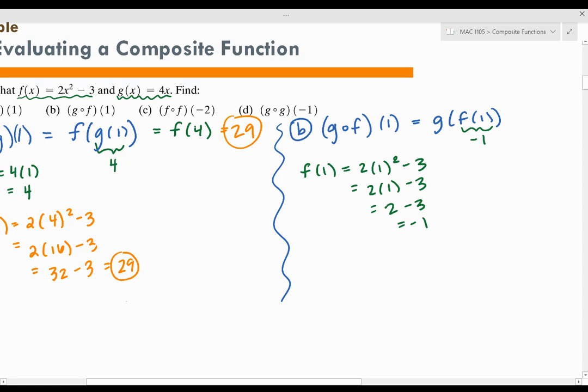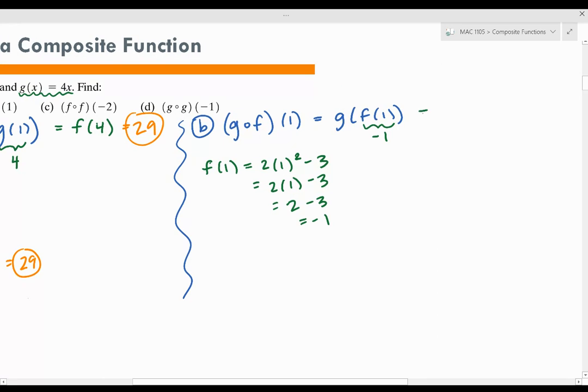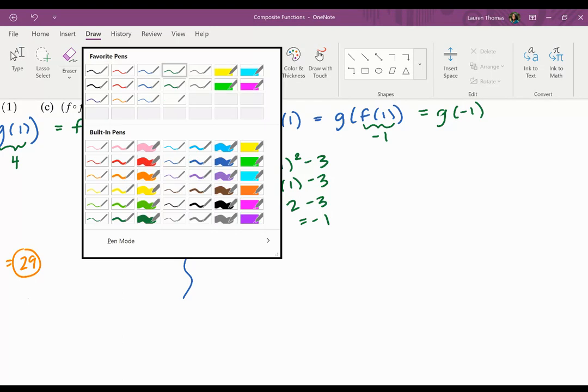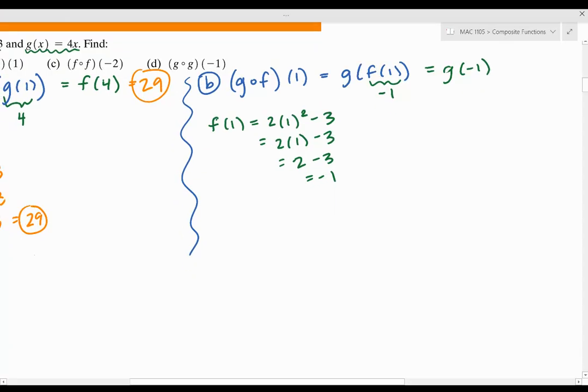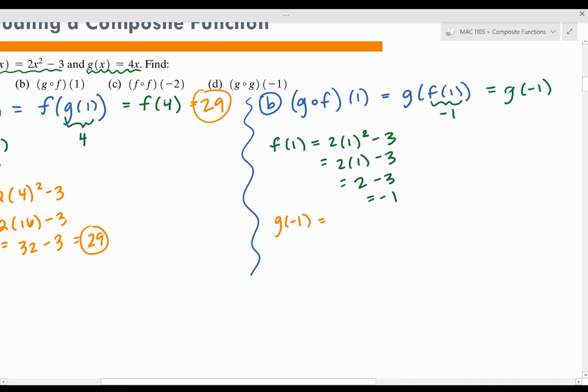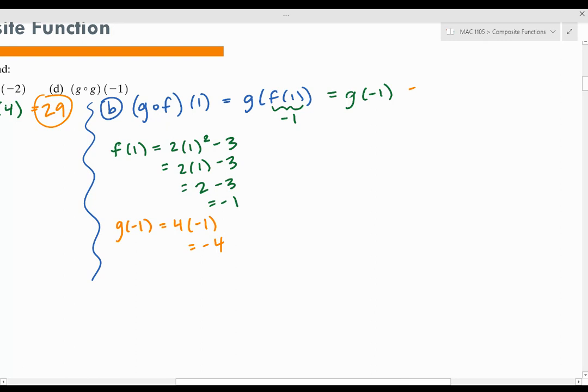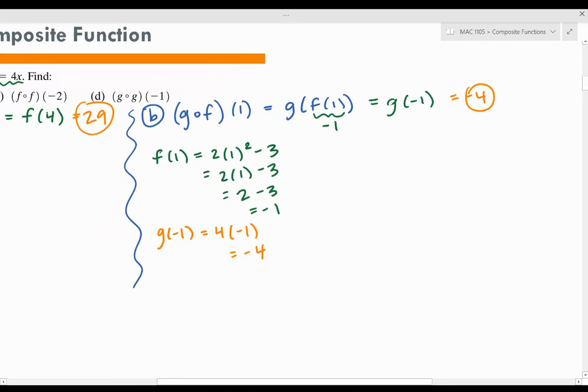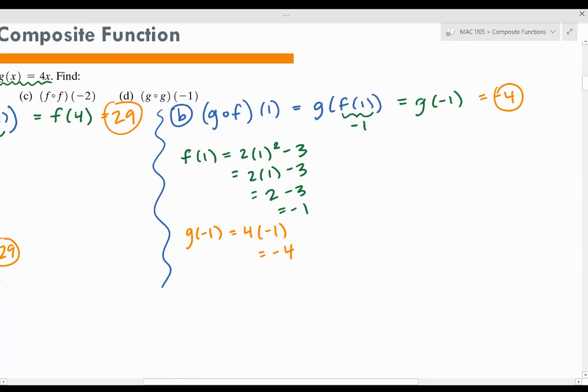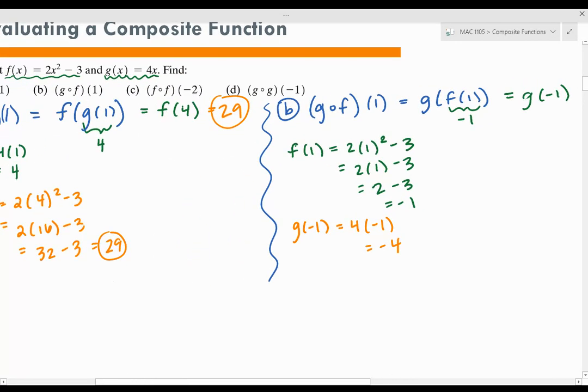Now I need to compute what g of negative 1 is. So g of negative 1 means everywhere in the g function where I see an x, I'm going to put a negative 1 in its place. So I have 4 times negative 1, which gives me negative 4. So my answer is negative 4.